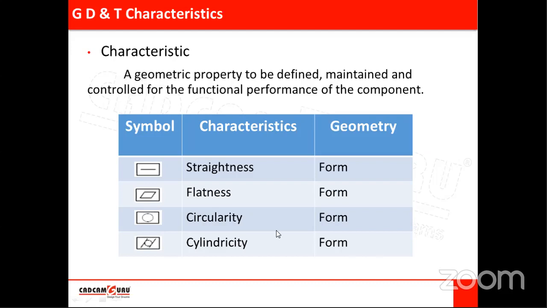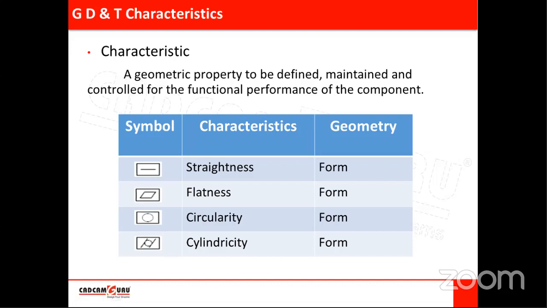Cylindricity is applicable only for cylindrical components, not for conical components. That may be a question in an interview. Cylindricity is a combination of circularity plus straightness. When we measure circularity along the length, it is cylindricity, but we have to consider all the readings, not the readings at a particular section. As I said, these all are form type characteristics.